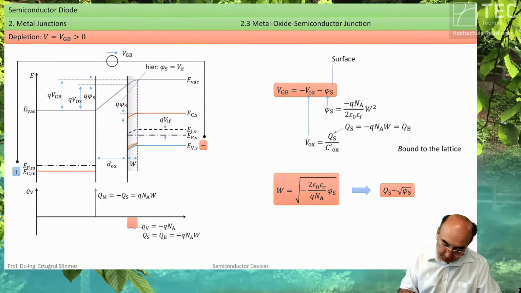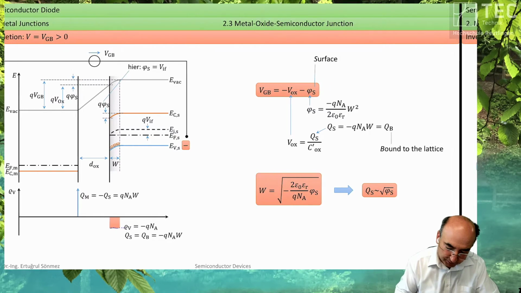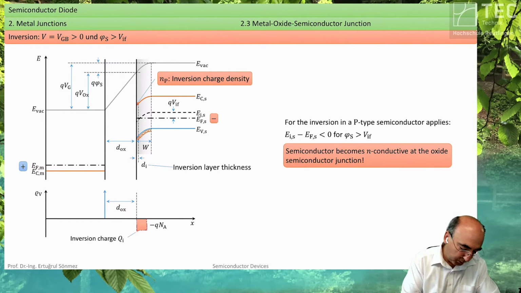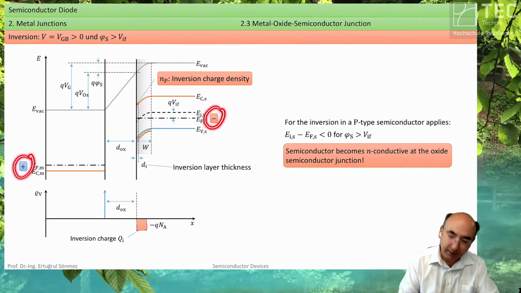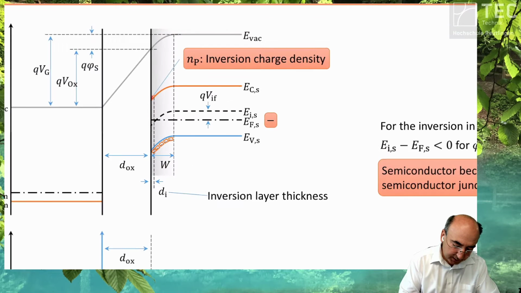And we learned that the amount of charge is proportional to the square root of the surface potential you have due to the charges. Okay, if you increase the voltage, whereby you connect the positive and the negative poles of your voltage source that way, you increase the bending due to the surface potential, and this bending causes a crossing of the intrinsic level with the Fermi level.